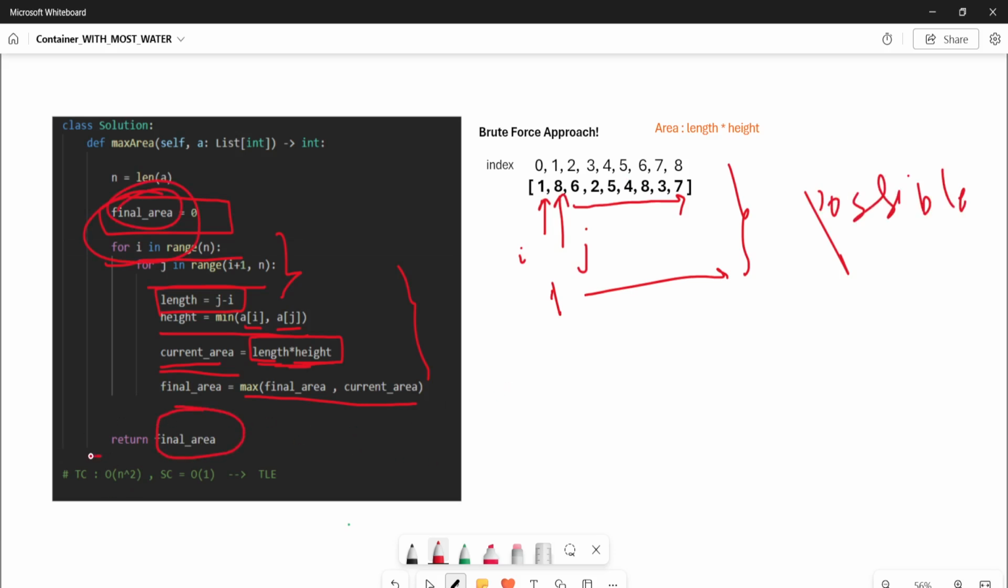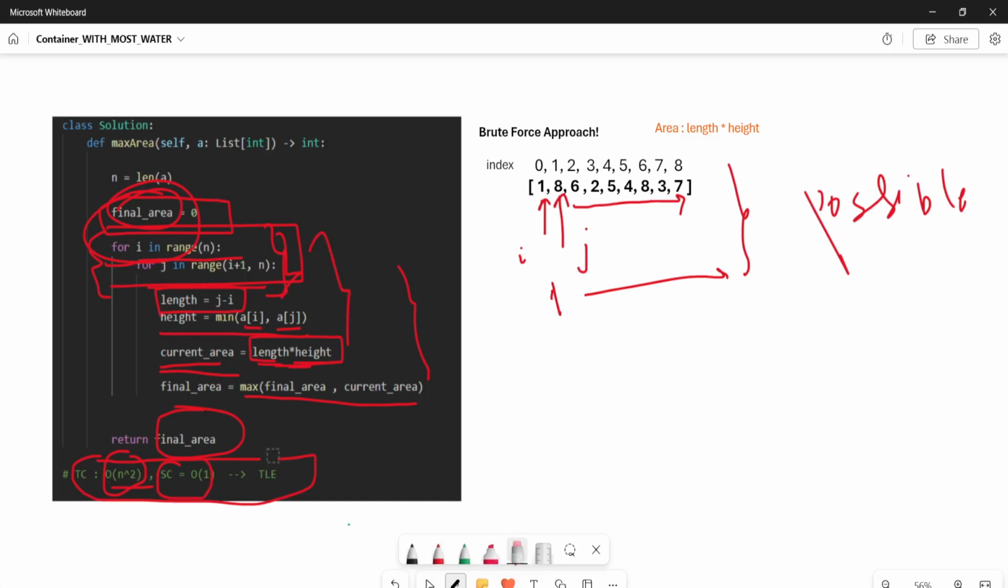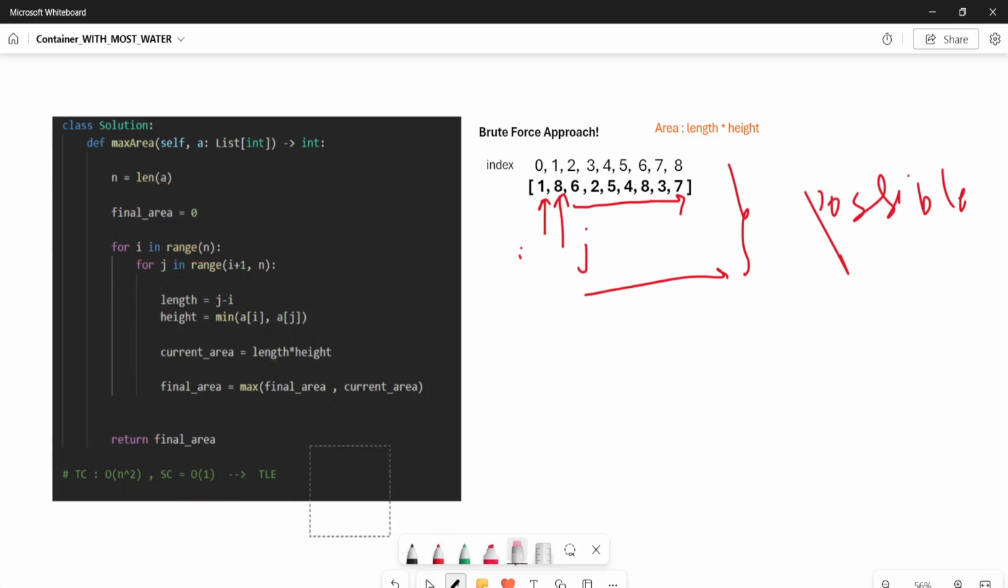So what would be the time complexity and space complexity? Since we are iterating the array twice, the time complexity would be O of n square. And the space complexity would be O of 1. Why? Because we are not using any extra space. If you look here, we are simply using a few simple variables. So the time and space complexity are quite simple to understand.